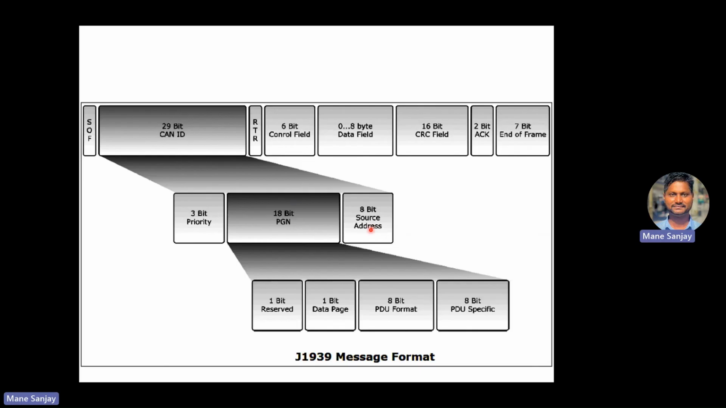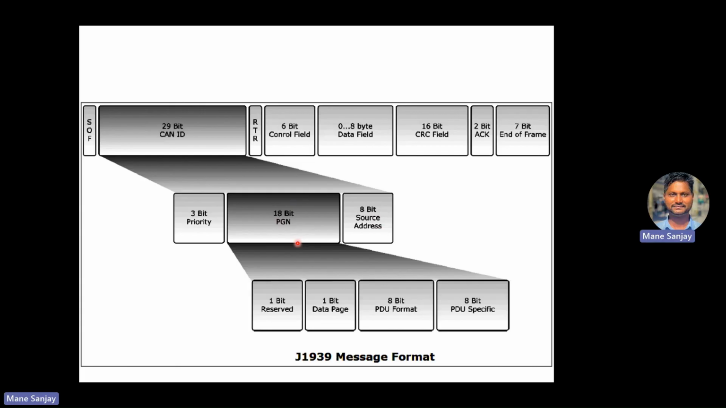As I mentioned, 0000 means engine message. Sorry, 000 means it is a transmission. So it is universally accepted. So the last one byte in this 29-bit tells you the source address, who is sending that message. And this 18-bit is a PGN, that is called a parameter group number.